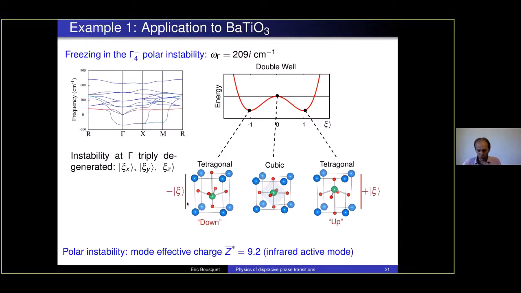And the thing is that if you look carefully, you have the titanium as a positive charge and the oxygen as a negative charge. You clearly see that this mode is infrared active, meaning it is polar.